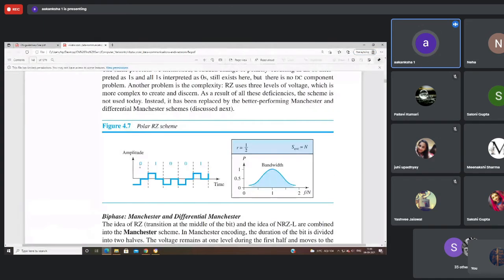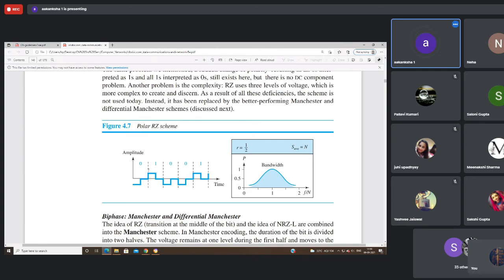This is the duration of the first bit, a 0 bit, from this point to this point. If we have to represent 0 in return to 0, in the middle of the bit the signal changes its polarity. Because it is a polar scheme, it is changing the polarity, from negative to 0 to positive. Suppose this is my interpretation, that for 0 it should be negative to 0 to positive. So there is a transition in the middle of the bit.